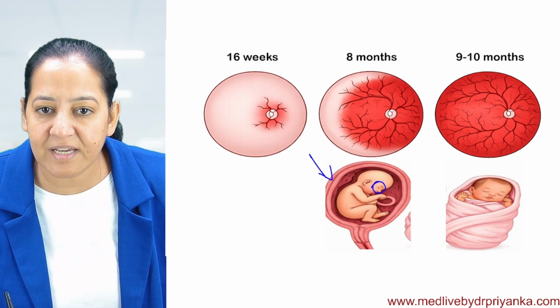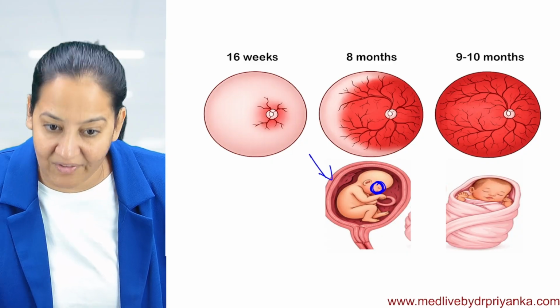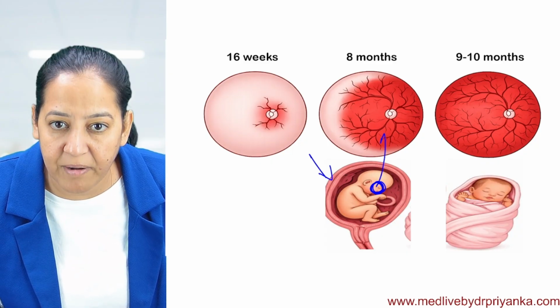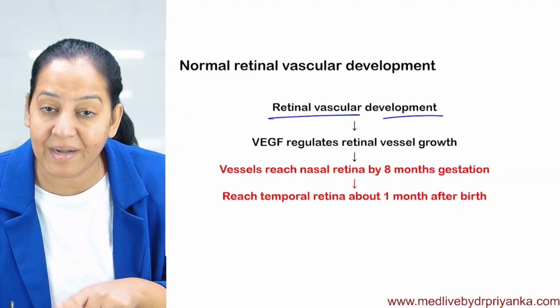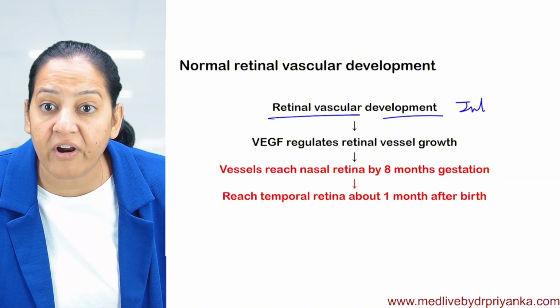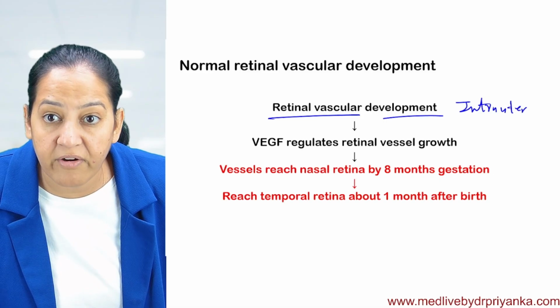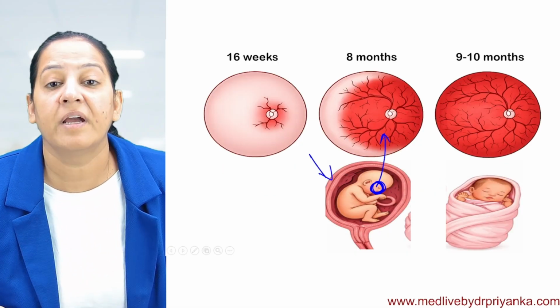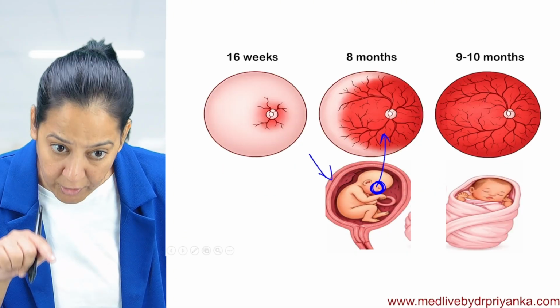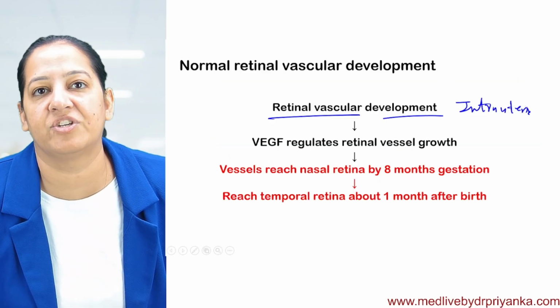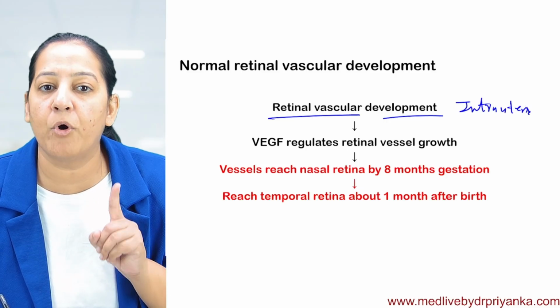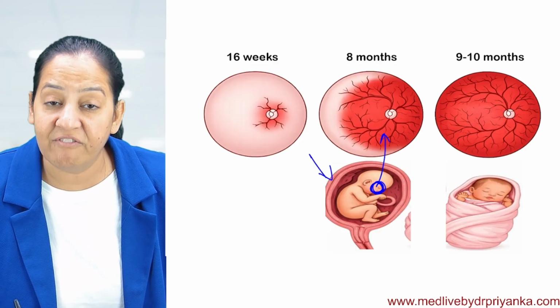Can you see? These are the eyes. Inside the eyes, the retina. In the retina, the retinal blood vessels are formed. They are developed. So retinal vasculature development takes place intrauterine, in the 3rd trimester of intrauterine life. In the 3rd trimester, the vasculature of the retina is getting developed. You can see in the image. So what is the most important factor which regulates the vasculature of the retina?